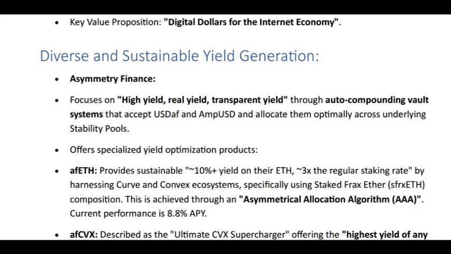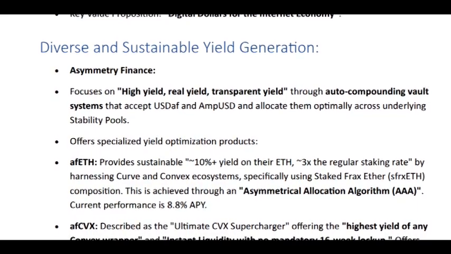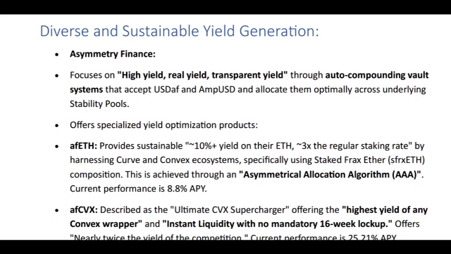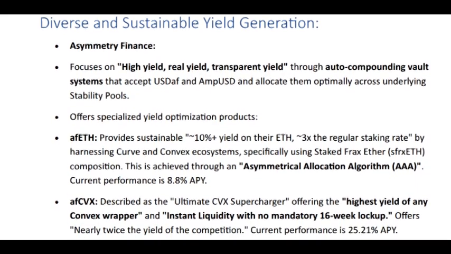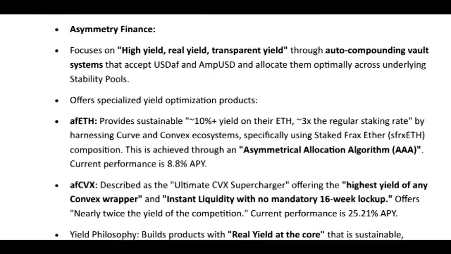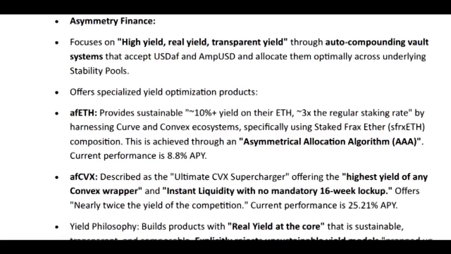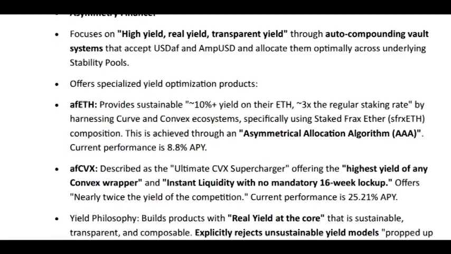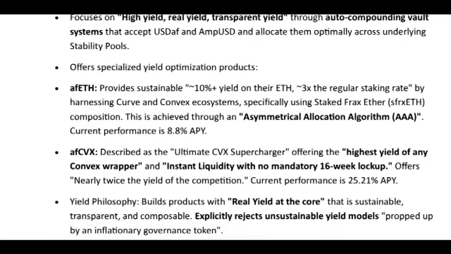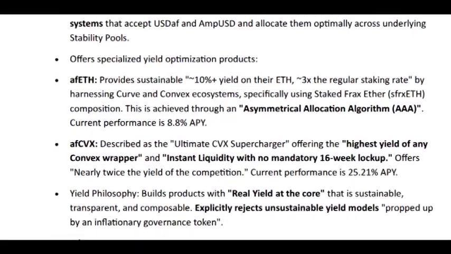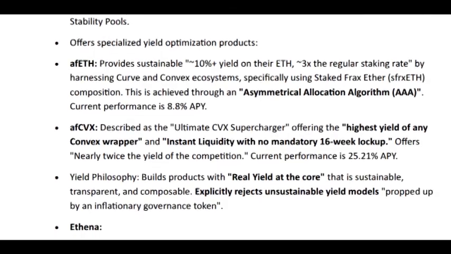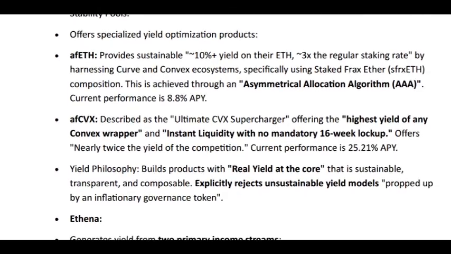Sensible. Which leads us, I guess, to AFCVX, their Convex optimization product. Ah, yes, AFCVX. The sources are pretty bold here, calling it the ultimate CVX supercharger and promising the highest yield of any Convex wrapper. Okay, high claims. What's the key advantage they highlight? This is where it gets really interesting based on the material. They claim instant liquidity with no mandatory 16-week lockup for AFCVX. No 16-week lockup for Convex staking? That's huge if true. Right. Positioned as the first-ever instant liquidity product in Convex staking. That's a massive differentiator from the usual VLCVX lockup. Definitely a big deal. What kind of yields are they talking about?